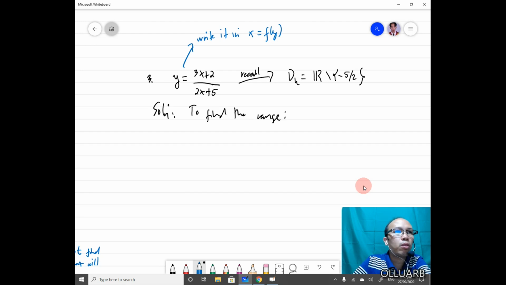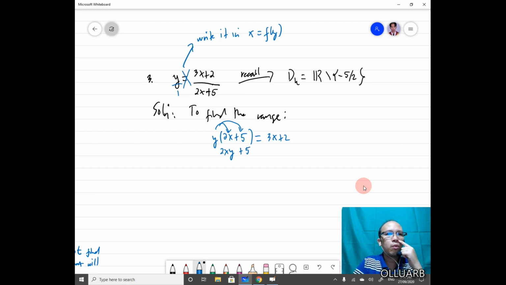So cross multiply, so we have y is equal to 2x plus 5, over 3x plus 2. Your y here is over 1. So multiply, 2xy, distribute, plus 5y, 3x plus 2.